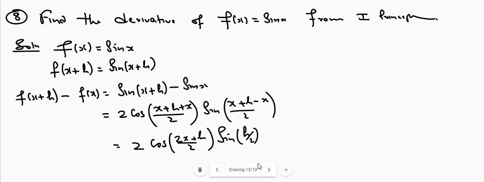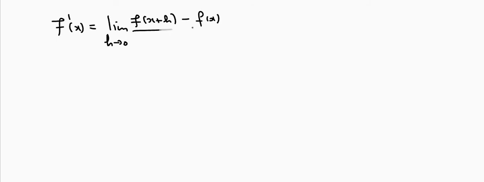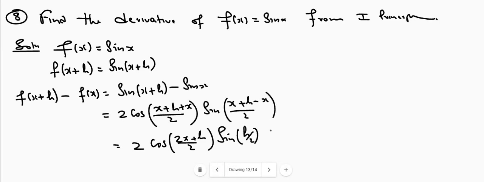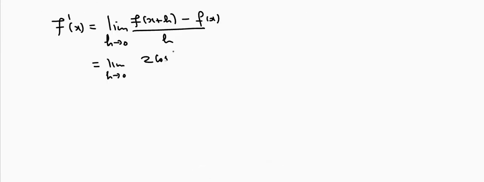Okay. Next, the formula is f dash x is equal to limit h tends to 0, f of x plus h minus f of x divided by h. We get f of x plus h minus f of x as 2 cos of (2x plus h) by 2 into sin h by 2, whole divided by h.